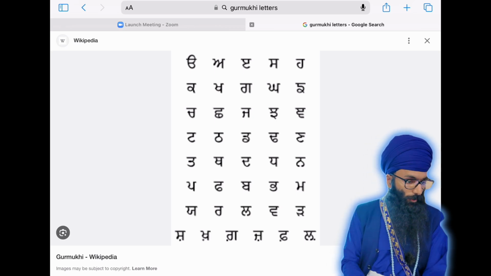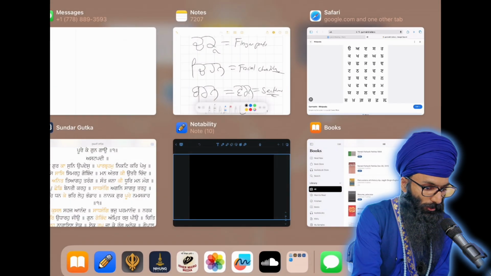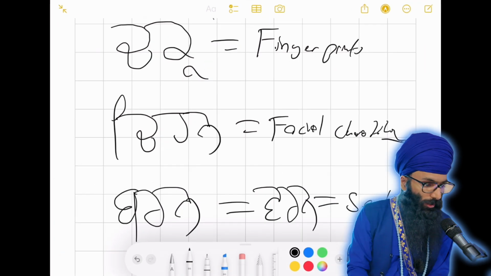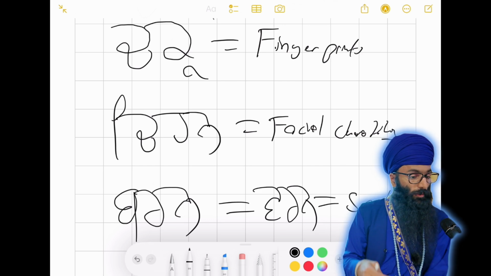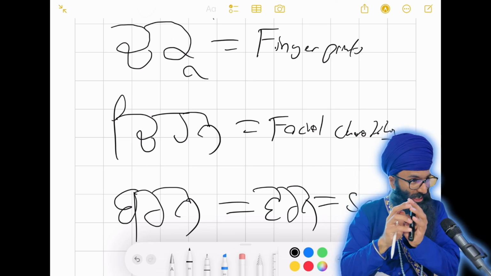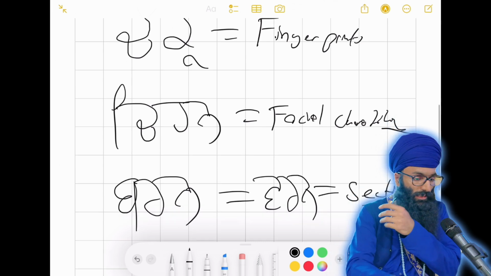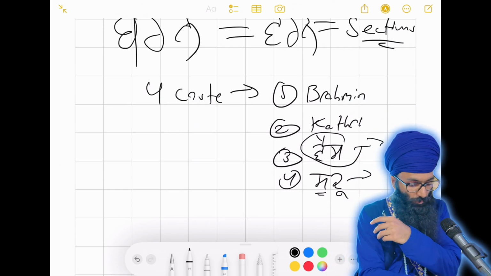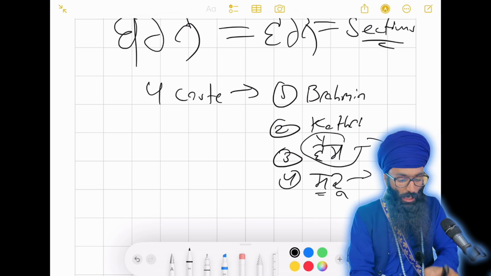Okay, very good. So let's keep going. Okay, so chakar means fingerprints. We said chehen means facial characteristics. Baran we said sections, usually referring to the caste system. Now, next part is jaat.